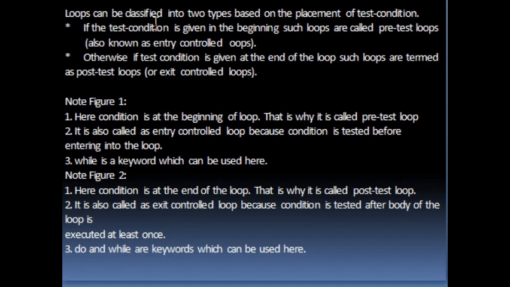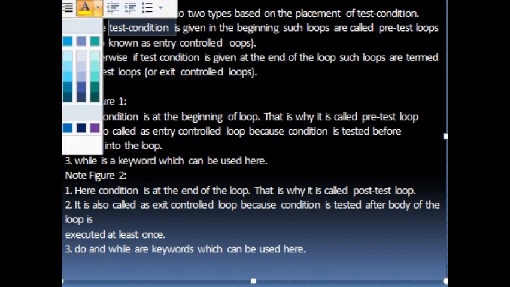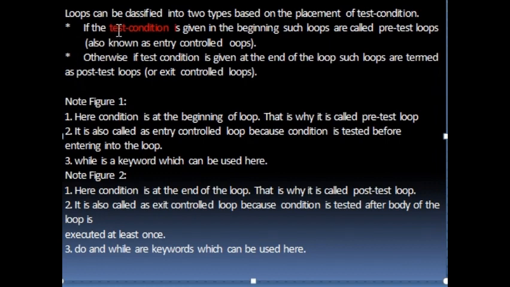Here you can see loops can be classified into 2 types. First, if the test condition is given in the beginning, we can see it is given in the beginning, such loops are called pre-test, which is known as the entry control loop. Next, otherwise if the test condition is given at the end, then it is called a post-test exit control loop.